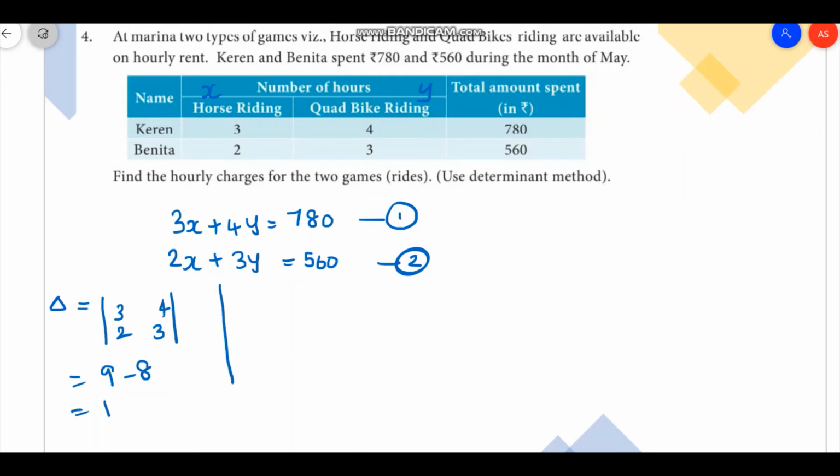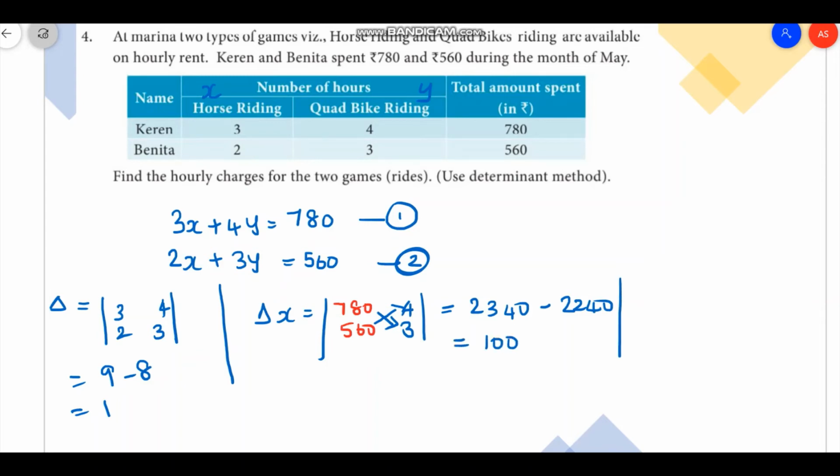Now let me form delta x. So what is delta x? Instead of x coefficients, I need to change. Change into what? 780 and 560 instead of x coefficients, and y coefficients remain the same, which is 4 and 3. Multiplication 780 into 3 gives me 2340, and 560 into 4 gives me 2240, which is equal to 100.